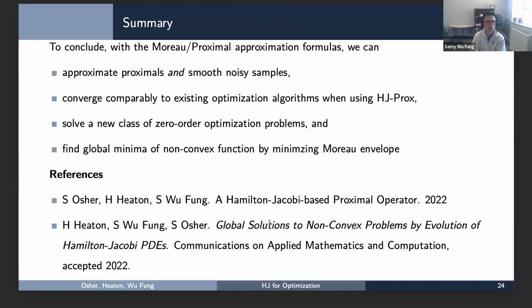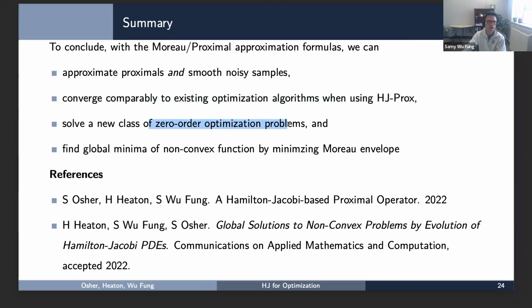Cool. So just to conclude here, what we've done is really use this route of Hamilton-Jacobi PDEs to come up with formulas to tractably compute the proximal operator and the gradient of the Moreau envelope. And this allows us to solve these black box, potentially noisy, zero order optimization problems. And we saw that it converged comparably to existing optimization algorithms as well.